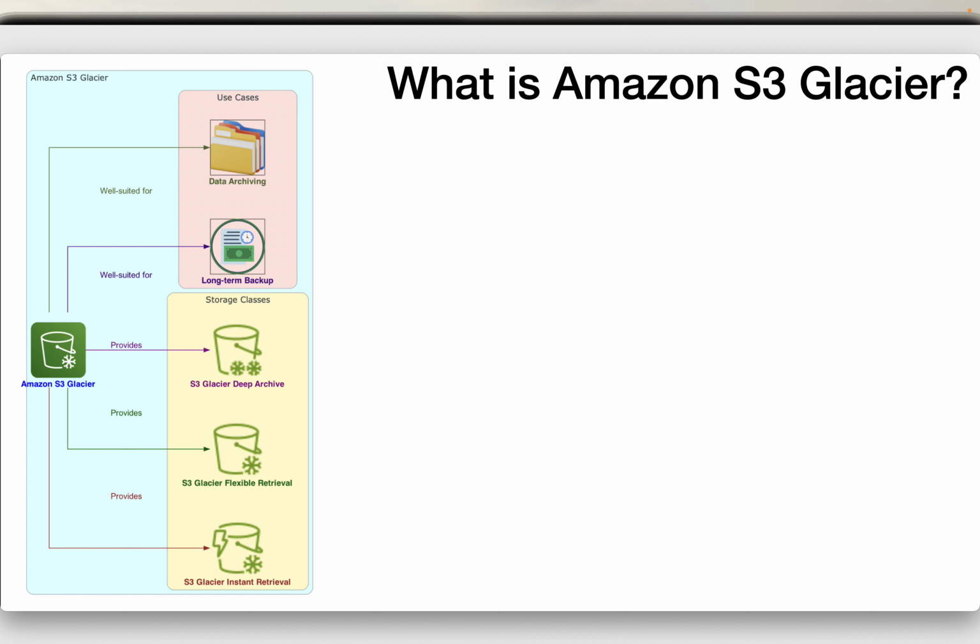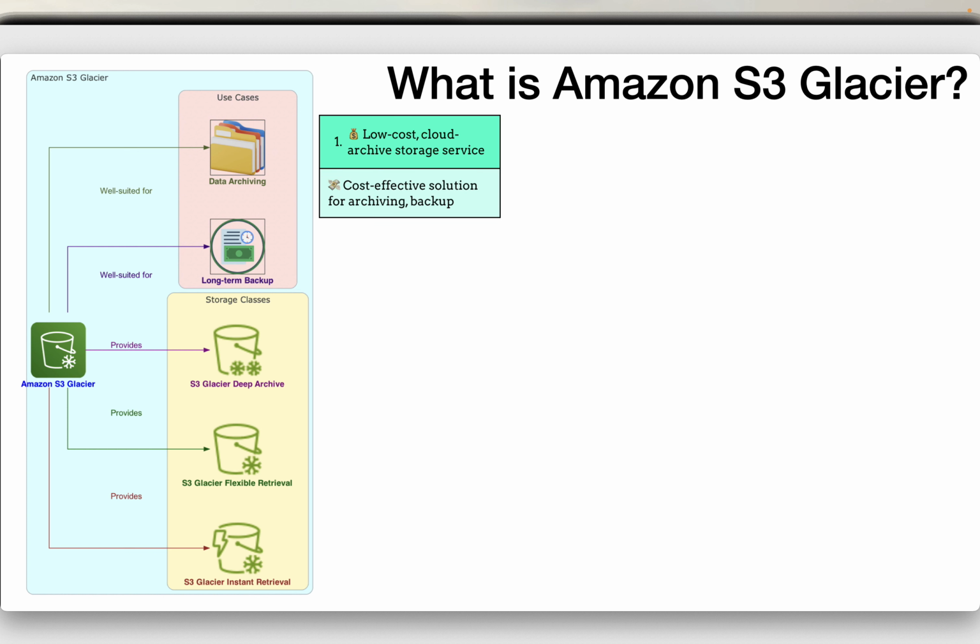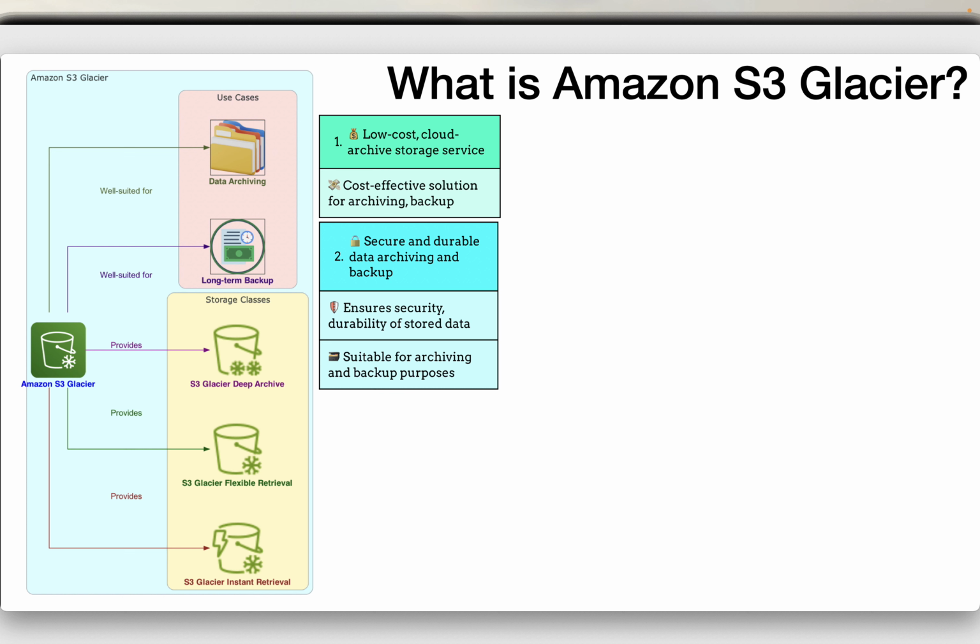So what is Amazon S3 Glacier? Amazon S3 Glacier is designed to provide a cost-effective solution for data archive and online backup in the cloud. S3 Glacier ensures security and durability of stored data, making it suitable for archiving and backup purposes.